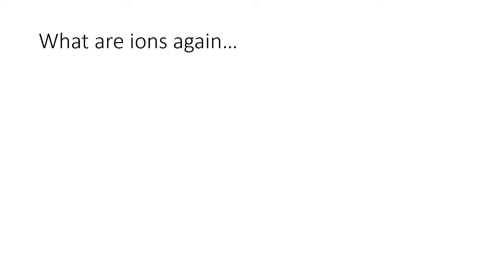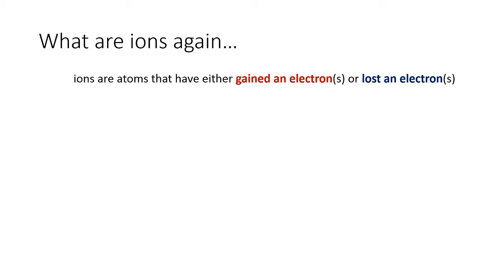Okay, so what are ions again? I'm sure many of you could use a refresher. We haven't really talked about ions since Chapter 3. And so ions are atoms that have either gained an electron or electrons or lost an electron or electrons, right? So it's the picking up or the letting go of electrons. Electrons, of course, carry a negative charge. So when we gain an electron, we've gained a negative charge.